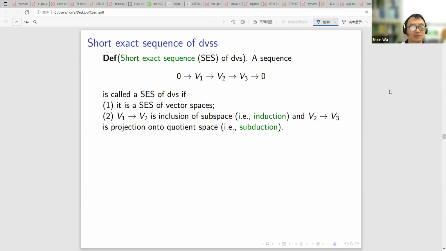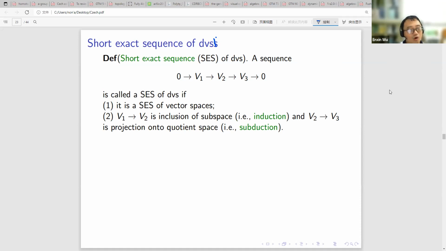Starting with exact sequences. So first, let me define what a short exact sequence of diffeological vector spaces is. So it's very natural. Everybody could think about it. It's a sequence of diffeological vector spaces. If, first of all, it's a short exact sequence of vector spaces in the sense that this map is surjective or epimorphism. This map is injective, and the kernel is equal to image here.